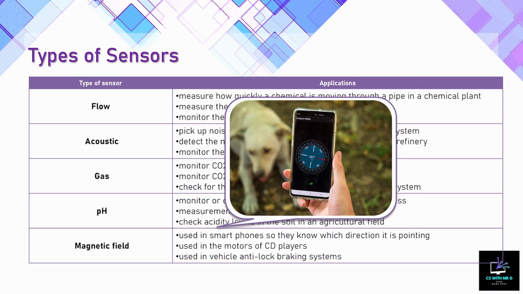And the go-to example I always give on this one is the compass on a phone. The compass on a phone works off a magnetic field sensor, and can determine which way your phone is pointing to tell you whether you're facing north, east, south or west. There are other examples as well, but the one I always go to for this one is a compass, as it's the easiest to remember.